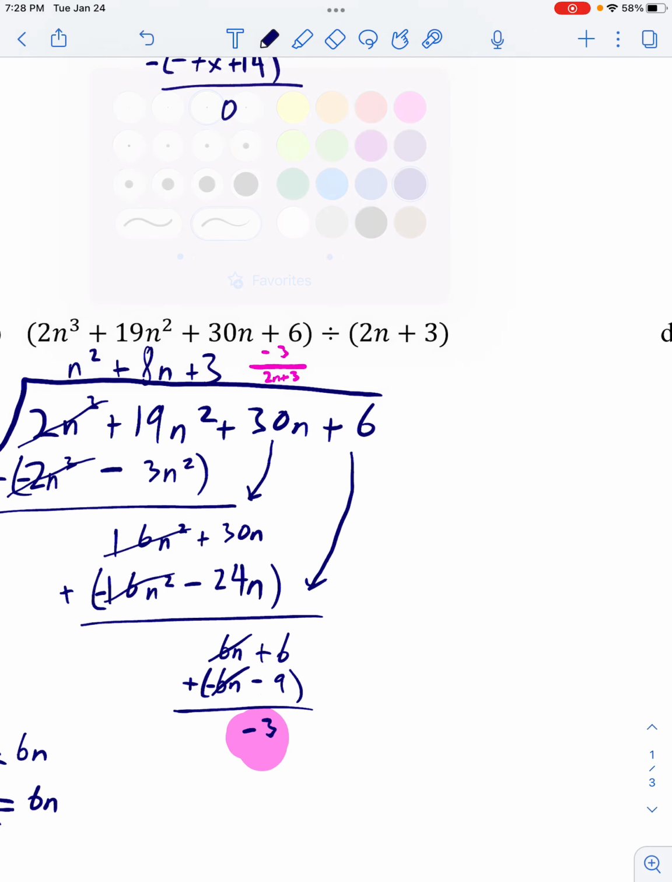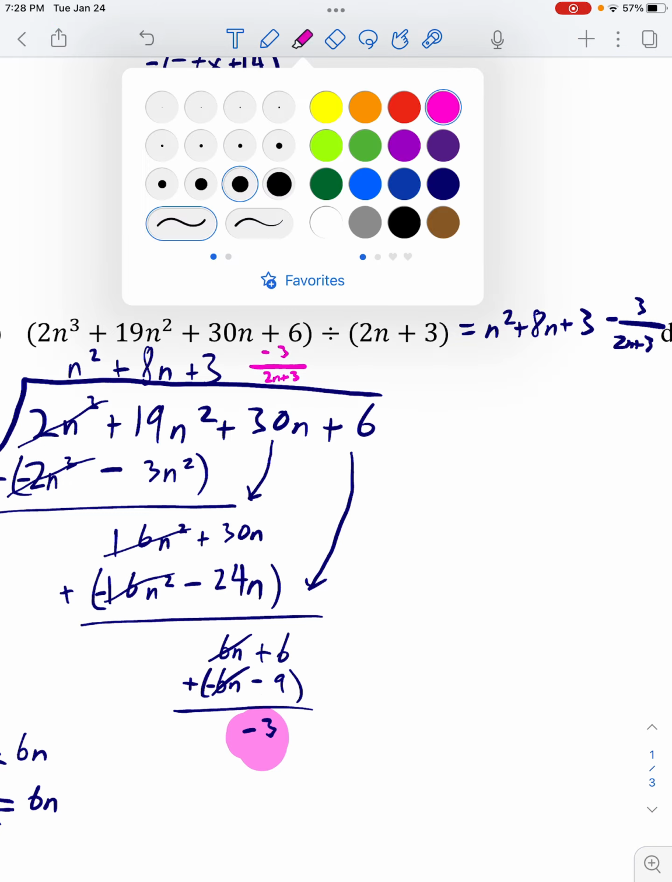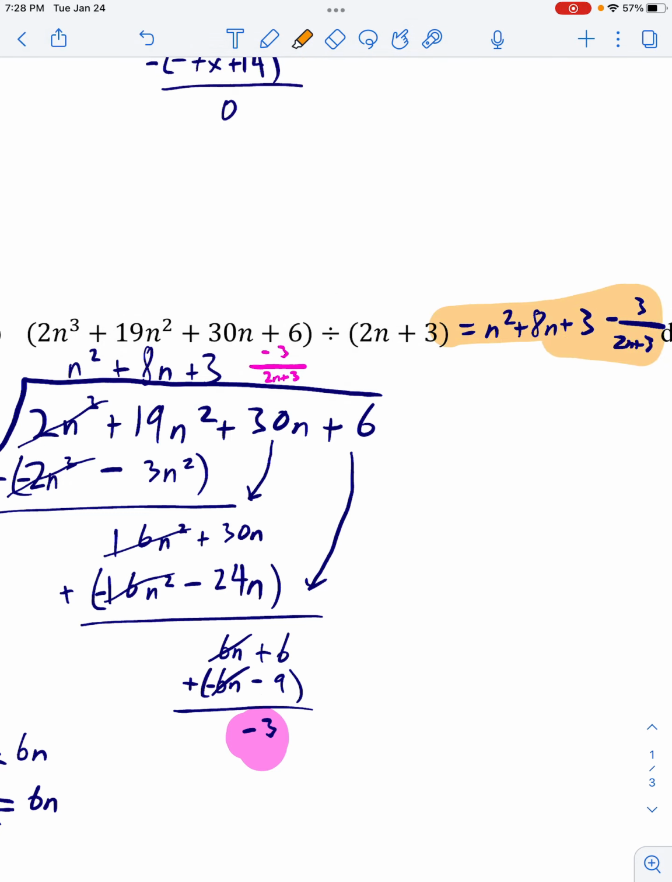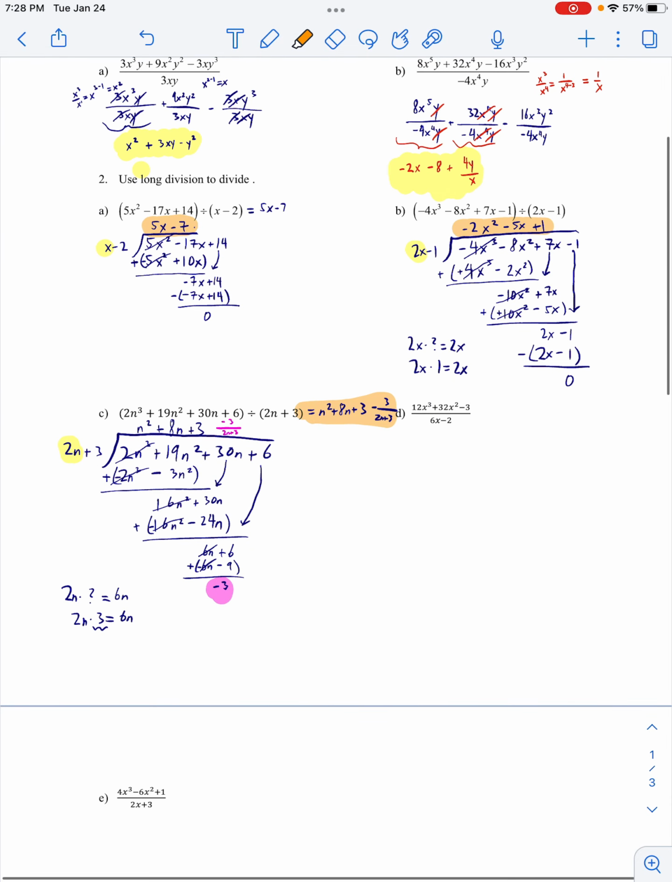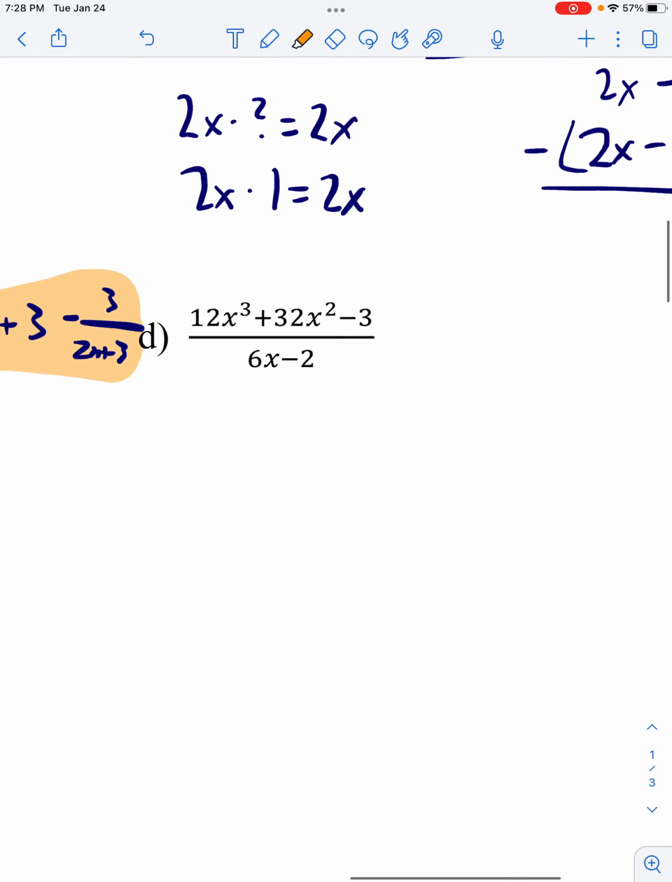So the answer to this problem is n squared plus 8n plus 3 minus 3 all over 2n plus 3, okay? That's my final answer. Okay, so slow down, pause, rewatch it if you need to, okay? All right, let's go for problem D.